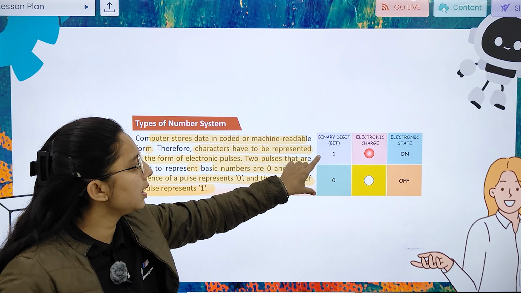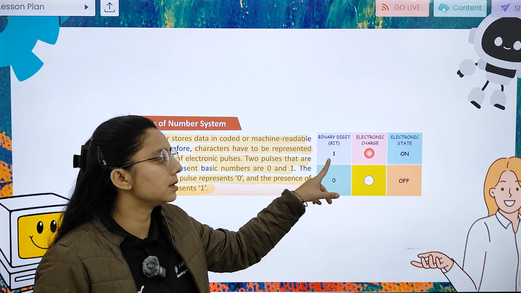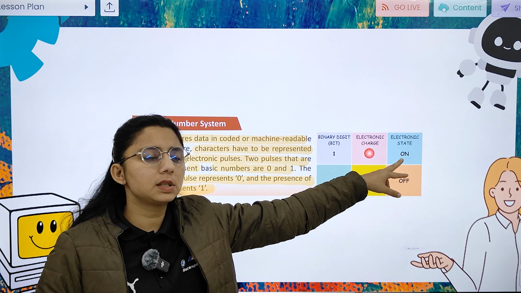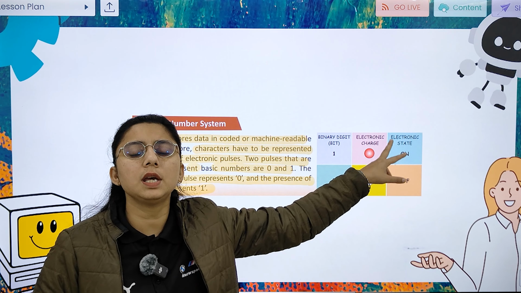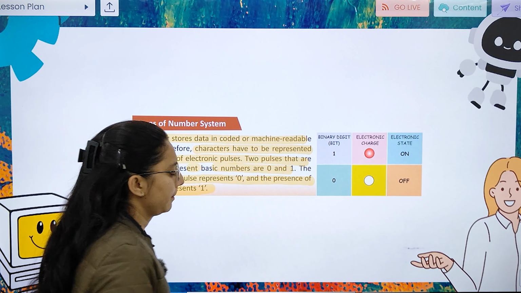Like you can see here, binary digits 1, 0. So here it will be absence and here it will be presence. Like here the electronic charge is white and here red. Then the electronic state here will be on, because here is presence, and it will be off here because there is an absence.